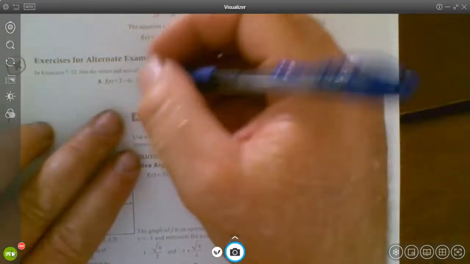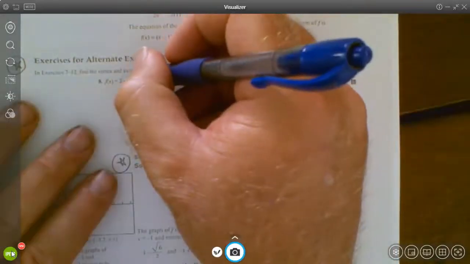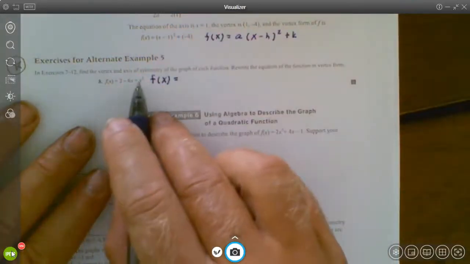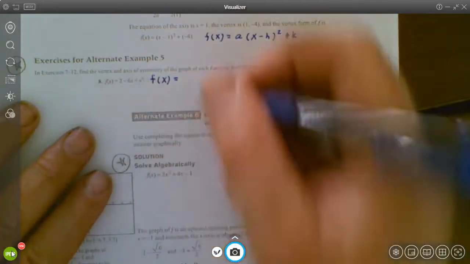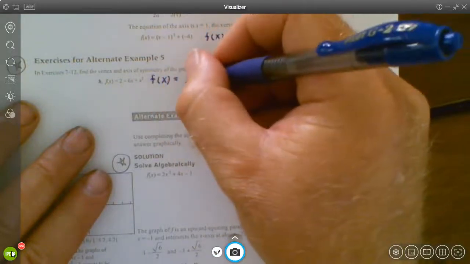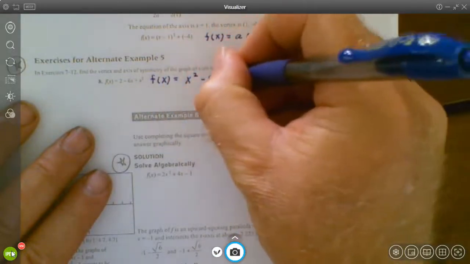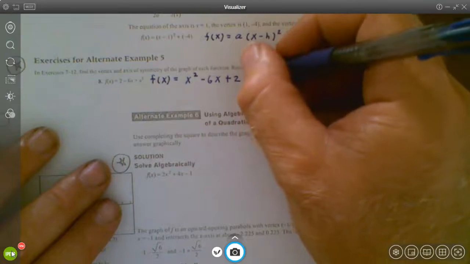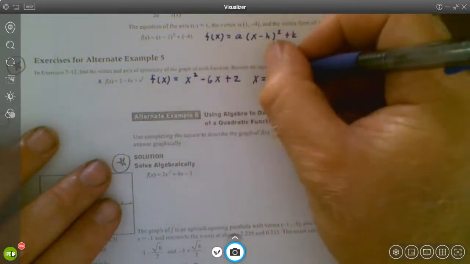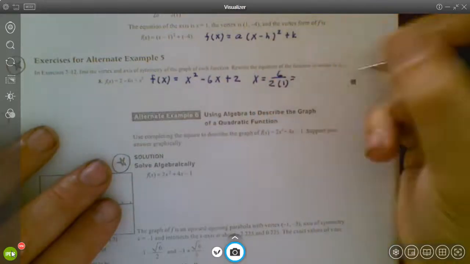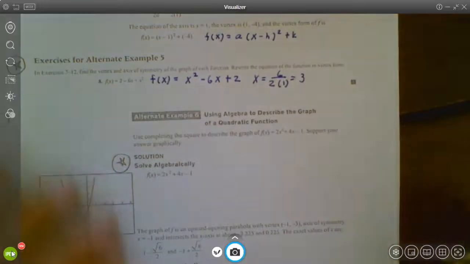So first things first, just like the one up above, let's put this into the proper order before we start finding information with it. So we always want the x squared to come first. Our highest degree needs to be our leading term. So we have our x squared minus 6x plus 2. And so first things first, we're going to do our negative b over 2a. So negative b over 2a is going to give us our axis of symmetry, which is x equals 3.